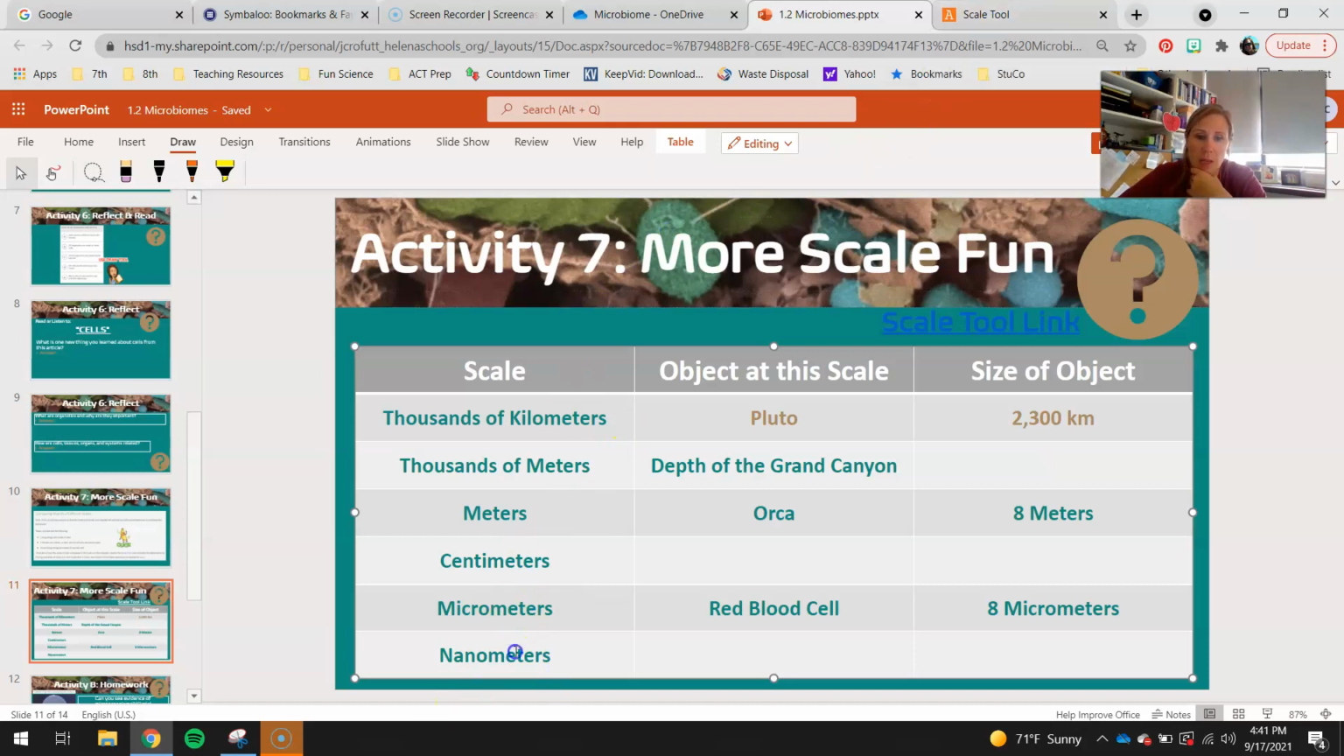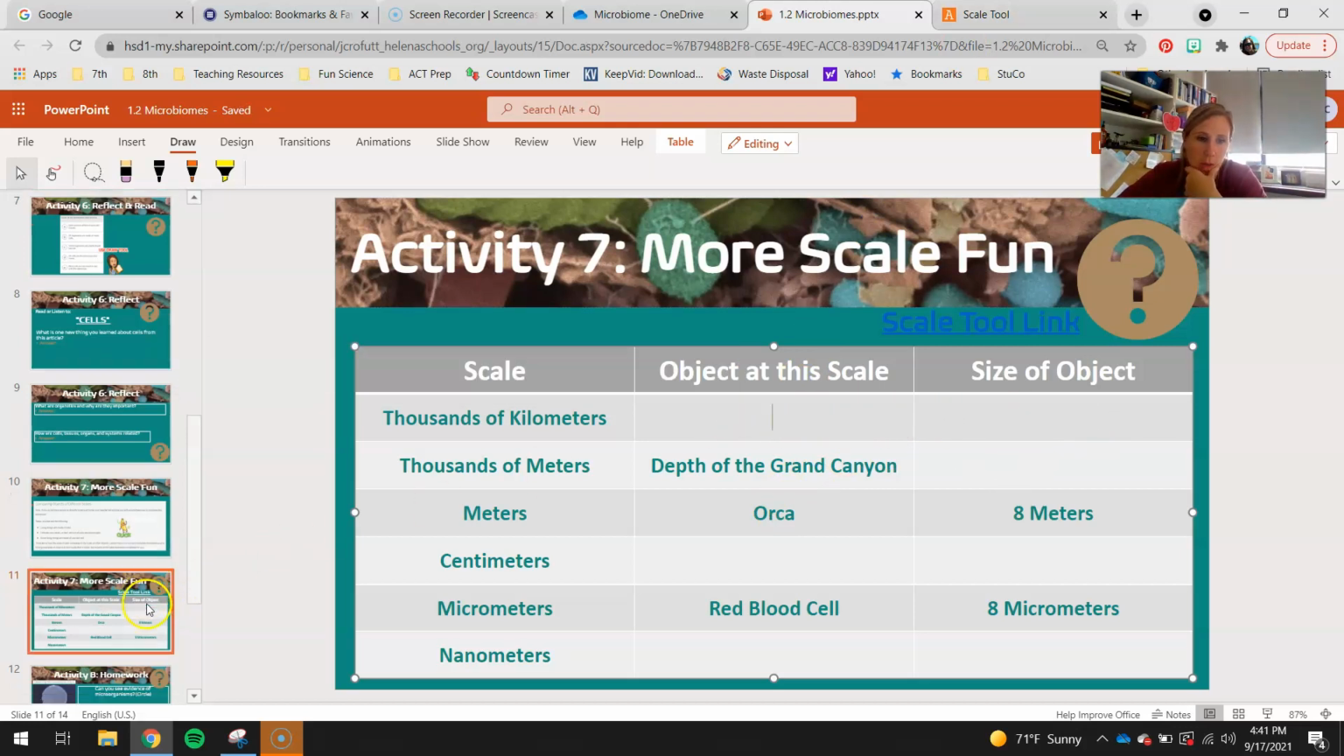You will see nanometers is about as small as we're going to talk about in science, but there's even smaller than that, okay? So you will complete this as well, and then we're going to move on to our homework for the day.